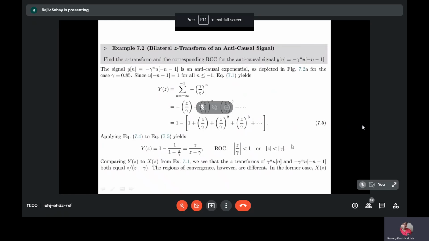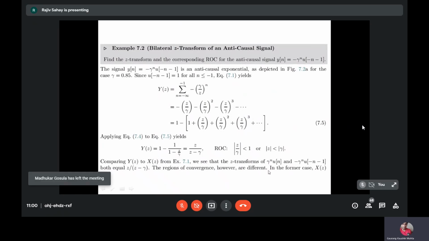For an anti-causal signal, the ROC is inside a circular region. For the Z transform of both the causal and the anti-causal signal, the closed form expression is the same, but the regions of convergence are different. And only with this information of the ROC can you find out what x of n is. Otherwise, you will be confused.